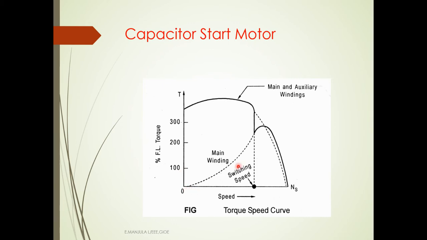If, for example, we use only the main winding, we know that with only one winding, no torque is developed. So 0. Here we are adding an external winding, that is, the auxiliary winding. After adding the auxiliary winding with the capacitor, the starting torque is nearly 300 to 400 percent of the actual.